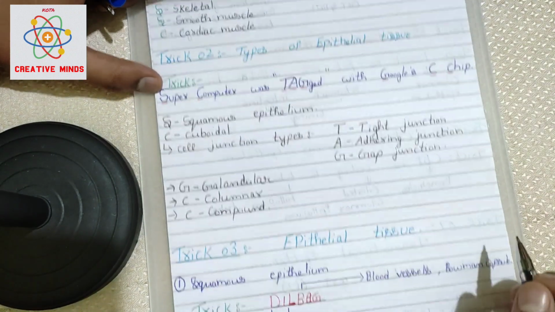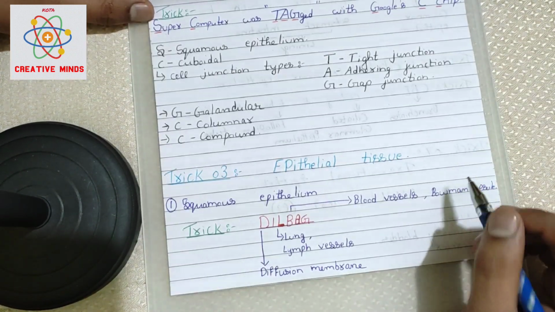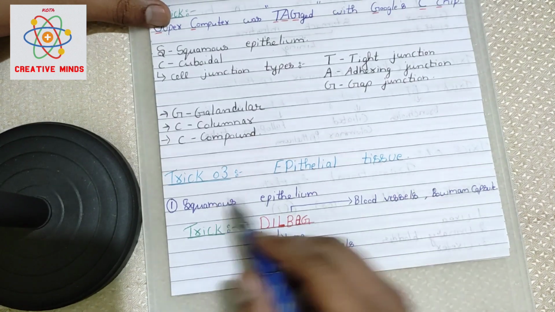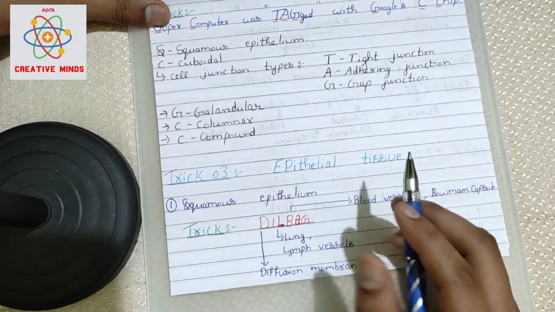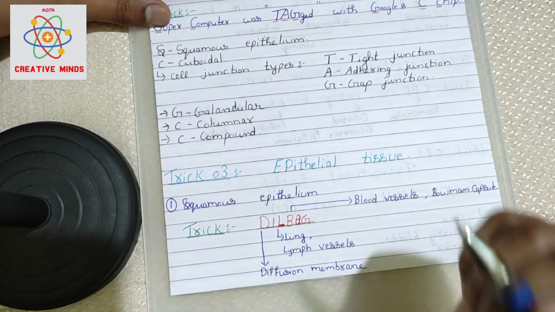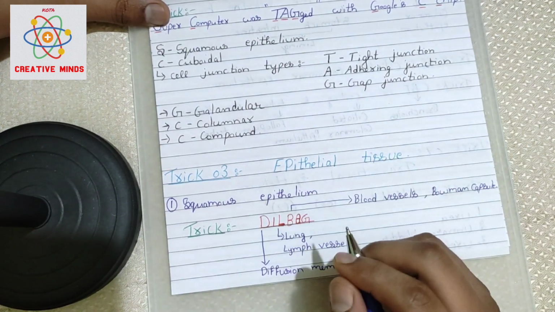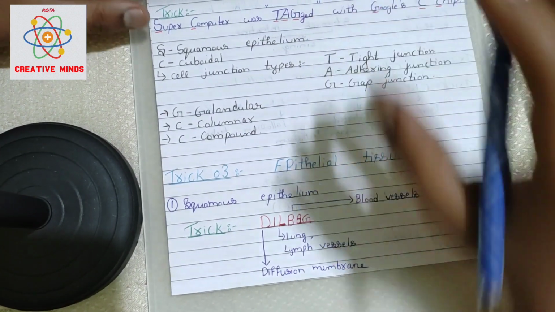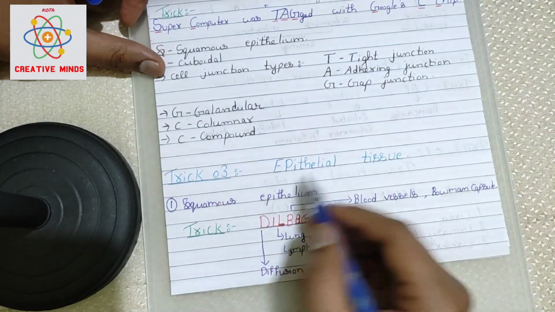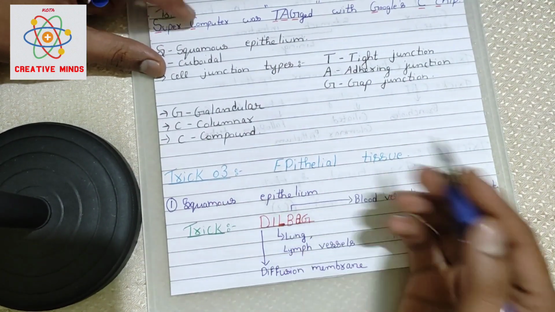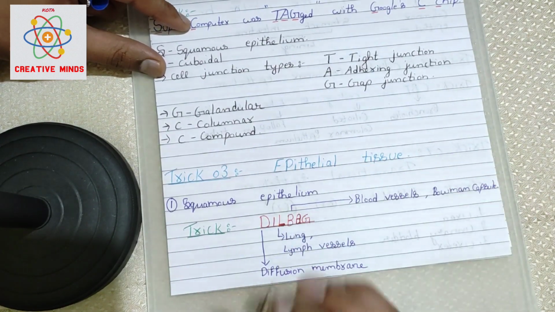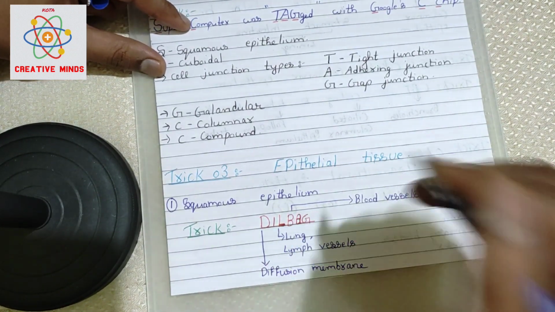Can we move to trick number three? Here you go, trick number 3. The trick number 3 is for examples of epithelial tissues. In my previous trick, I told you the trick for types of epithelial tissues. Now for those types, I'll be teaching you a trick to remember their examples.